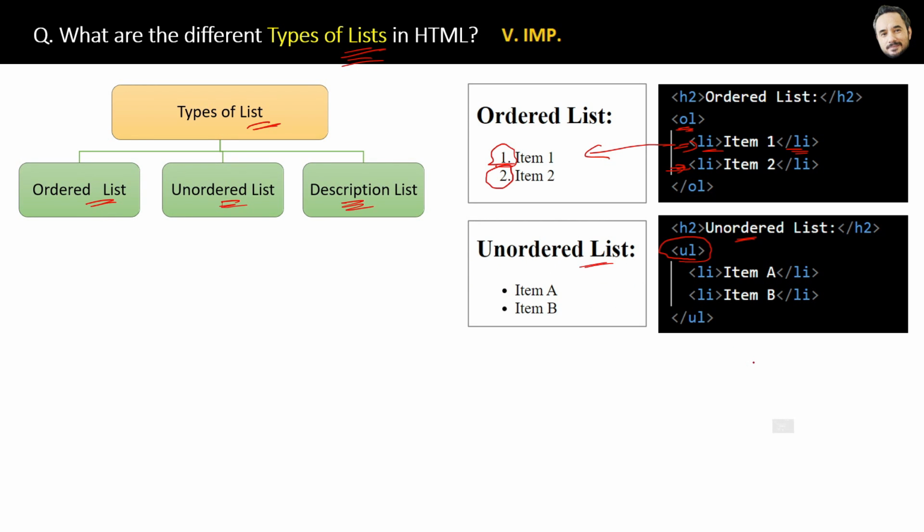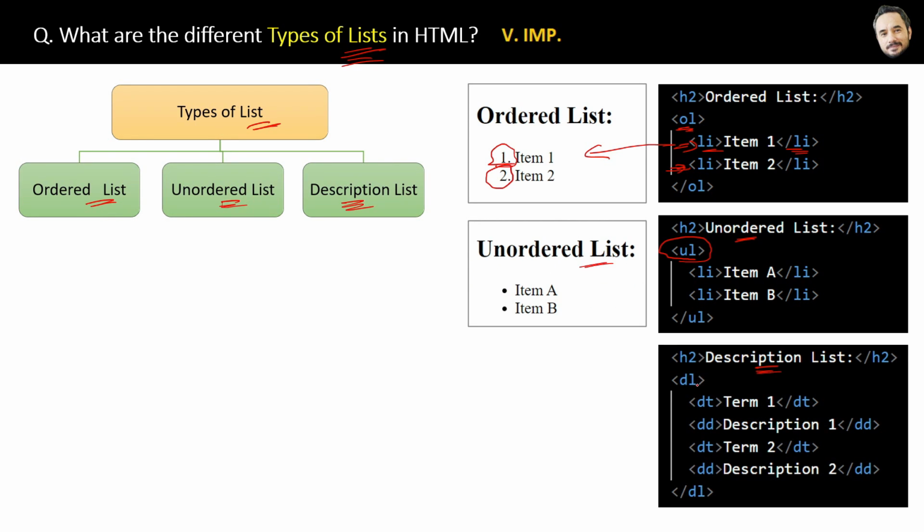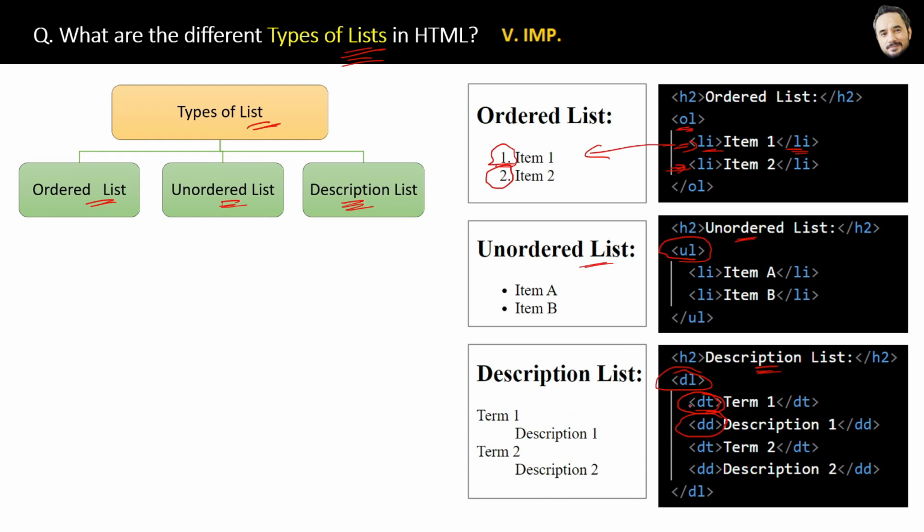Then the last type of list is a description list. Here the DL tag is for description list, or we call it definition list also, sometimes. Then DT is the definition term, and this DD is the definition description. Here, by looking at the output, you can easily understand how this list is able to cover list items and then the sub items, the sublist.